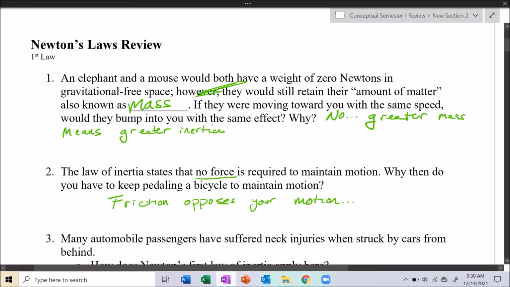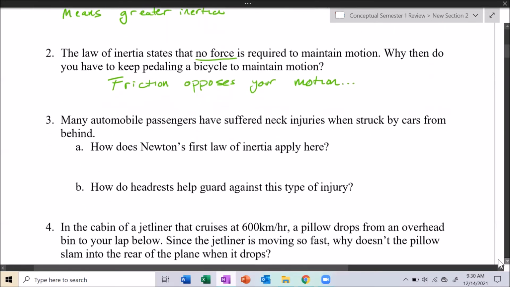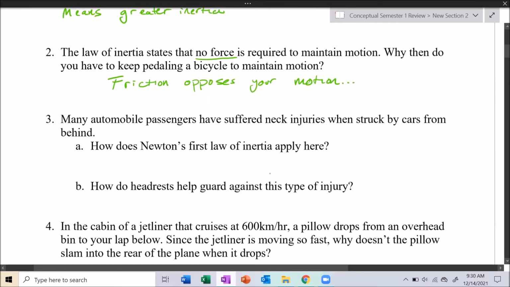Just like if they were given a push in space, they're far away from gravity, they wouldn't need anything to keep them going. So why do I have to keep pedaling my bicycle? Well, that's because I'm always fighting the friction of the road, and I'm fighting air resistance. Friction opposes motion. That's the key concept to that one. So you have to just keep pedaling to keep moving because you're always fighting friction.